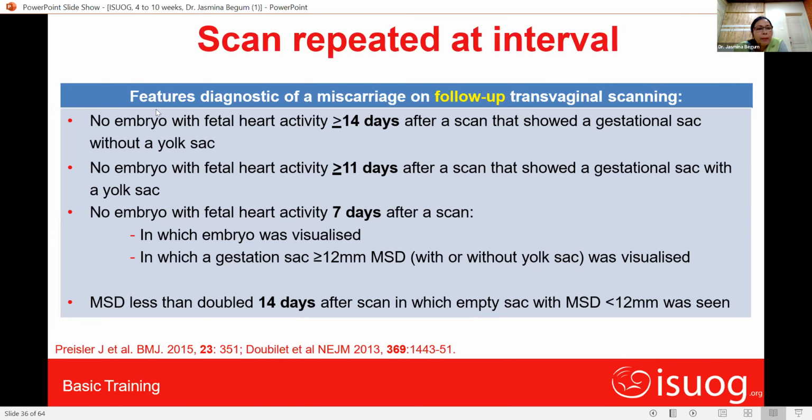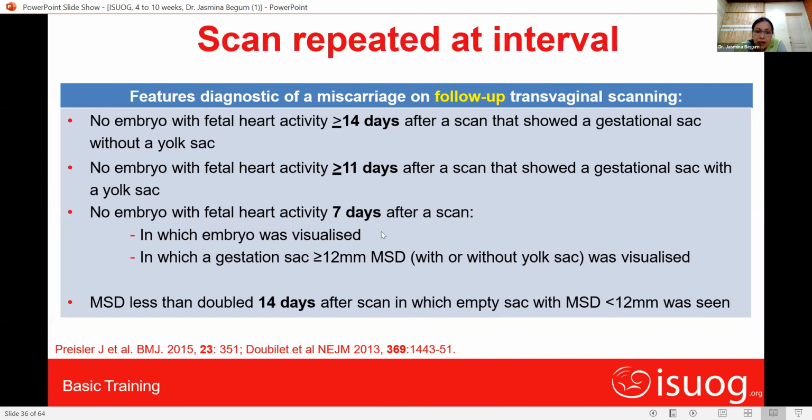When there is no embryo with fetal heart activity 14 days or more after an initial scan that showed a gestation sac without a yolk sac, or no embryo with fetal heart activity 11 days or more after an initial scan that showed a gestational sac with a yolk sac, then it is a case of miscarriage. Or the initial scan shows an embryo, and when you do a follow-up scan after 7 days there is no appearance of fetal cardiac activity, or the initial scan where the gestational sac mean diameter is more than or equal to 12 millimeter, with or without a yolk sac.